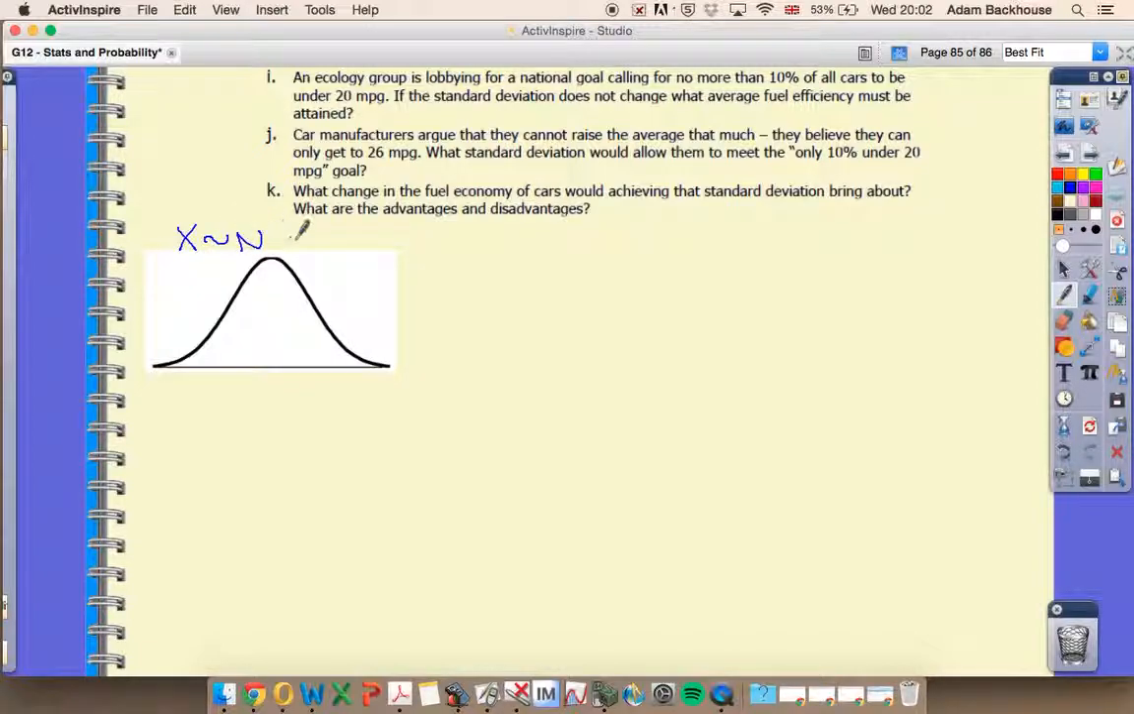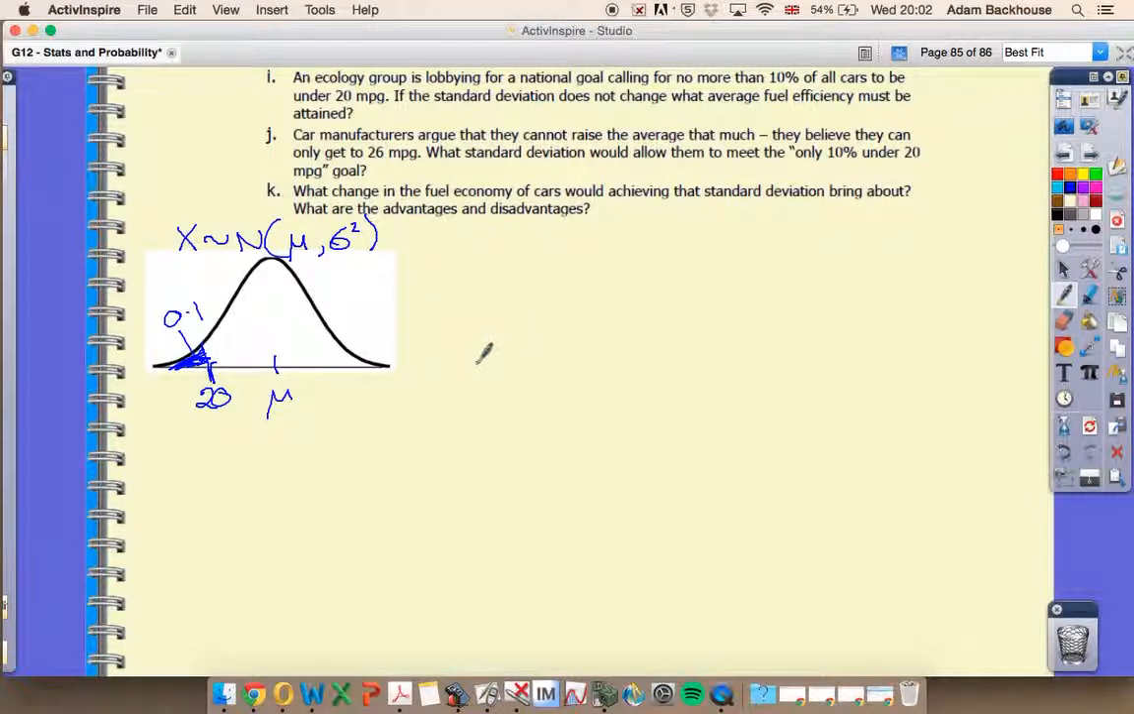I know that we've got a normal distribution. We don't know what the mean is, but we do know that the standard deviation is 6. So here's my mean. I also know that the area down here is 0.1, and that corresponds with 20 miles per gallon. So I've got quite a lot of information here, but it's not going to help me find mu in the state it is at the moment.